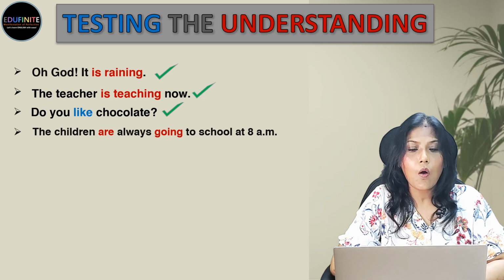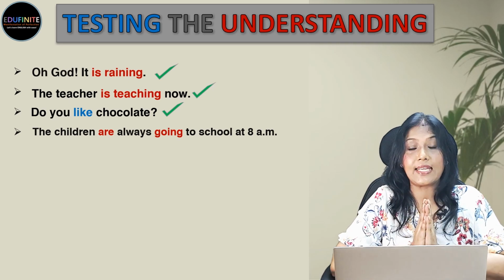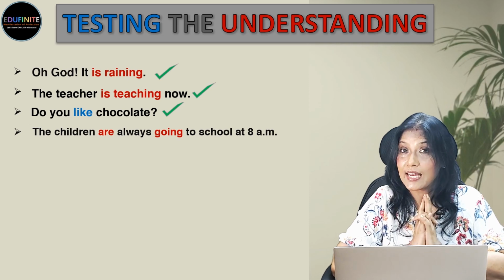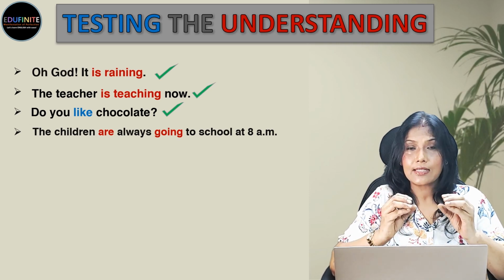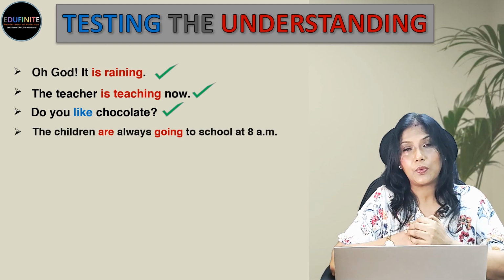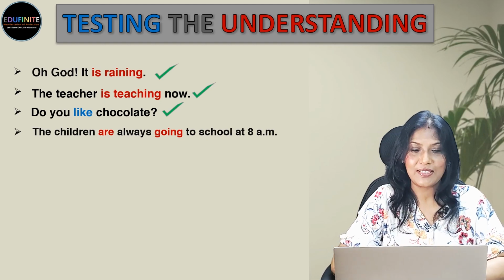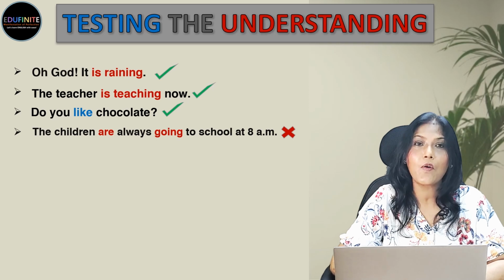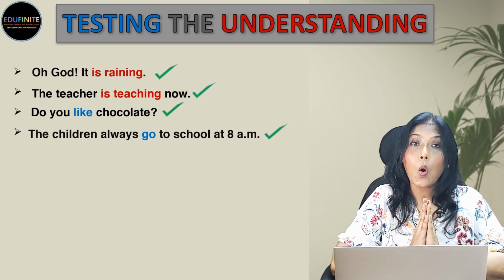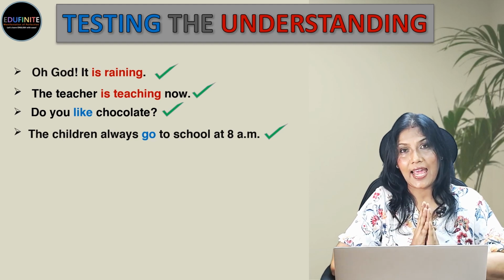Okay, the next one. "The children are always going to school at 8 a.m." Now what is this? This is a routine, timetable verb. When things are happening according to a timetable, what tense do we use? We use present simple tense. So this is absolutely wrong, and the correct form is "The children always go to school at 8 a.m."